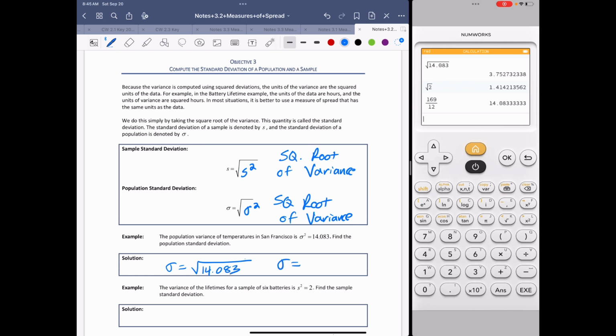On your calculator, the square root button's right beside x squared. And I'm going to type 14.083. And I'm going to get that. And I'm going to do 3 decimals. 3.753. And this would be degrees. Okay? And what that means is on average in San Francisco, the mean temperature is 57.5. However, it will vary by an average of around 4 degrees. That's how far the data is on average from the mean.